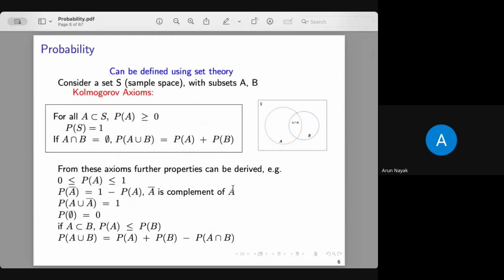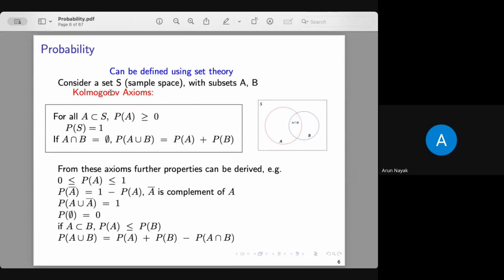So now let me come to what is the probability. You usually have some ideas about probability. Let me discuss a little bit basic concepts. The probability can be defined using the set theory. Say we start with some set S with some subsets A and B.